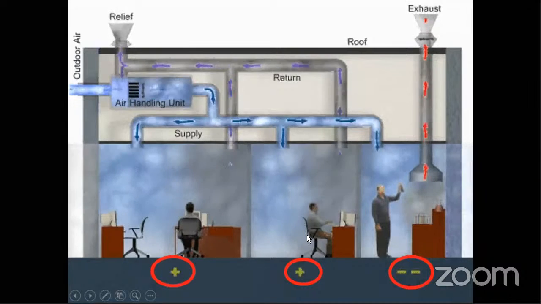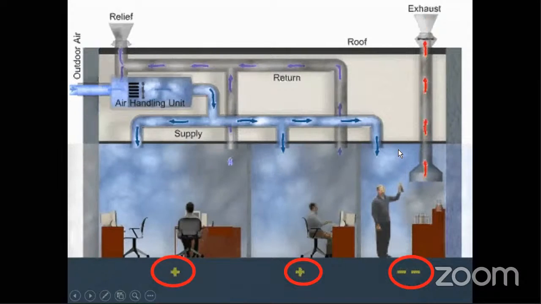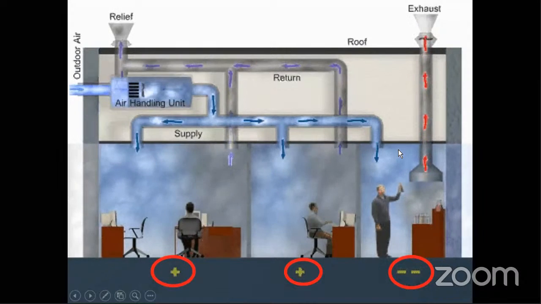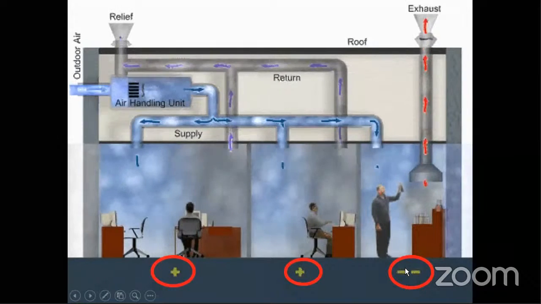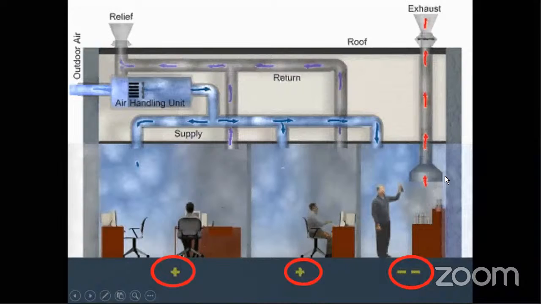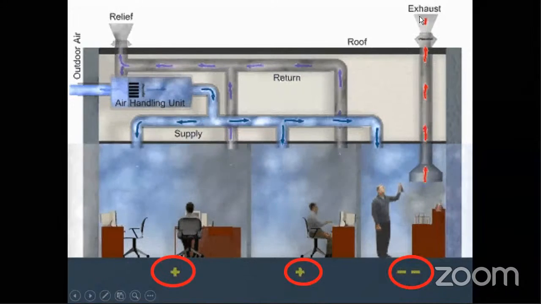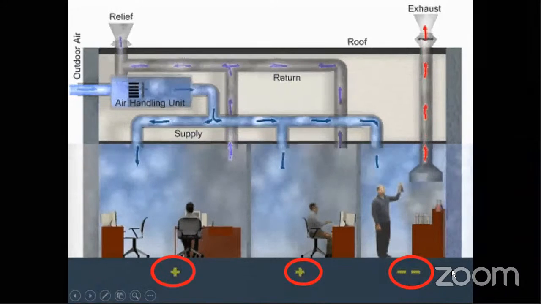So all clean areas will have positive pressure, whereas all dirty places like car parking area, toilets or kitchen where you have smoke should be maintained under negative pressure. So here you can see that this kitchen has a canopy hood, which creates a suction and creates a negative pressure.